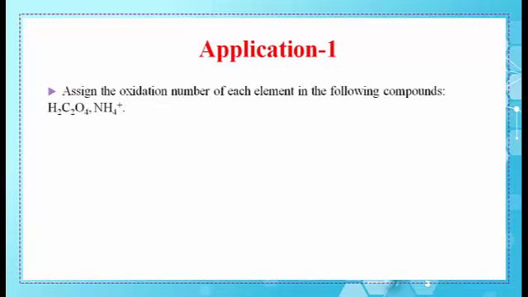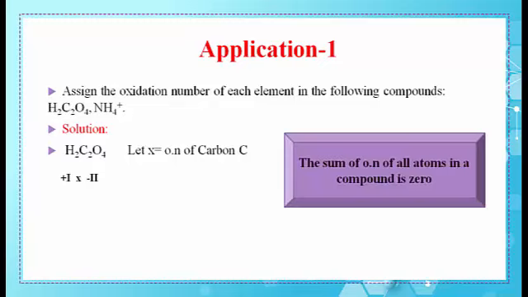To understand this idea more, let's solve this application about assigning oxidation numbers. Assign the oxidation number of each element in the following compounds, H2C2O4 and NH4+. Solution. First, in H2C2O4, we know that the oxidation number of hydrogen is +1 and the oxidation number of oxygen is -2. But we don't know anything about the oxidation number of carbon, then we denote it by X. Let X be the oxidation number of carbon.